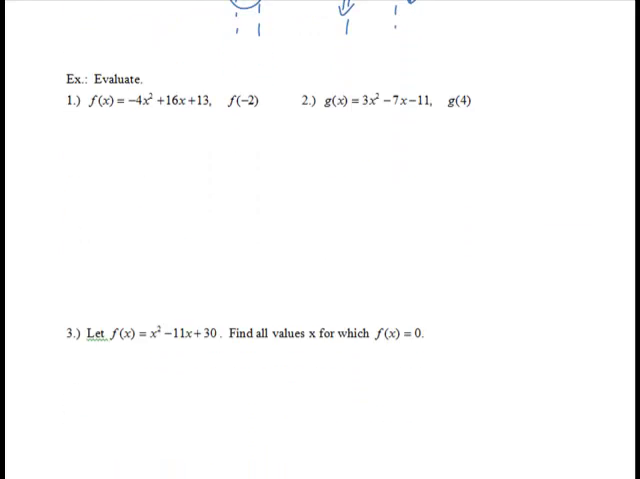Example 1, given the quadratic function f of x is equal to negative 4x squared plus 16x plus 13, we're asked to find f of negative 2. In other words, evaluate the function when x is equal to negative 2, so substitute the value x equals negative 2 into the function and simplify just using the order of operations. No parentheses to work, so exponents: negative 2 squared gives us a positive 4.